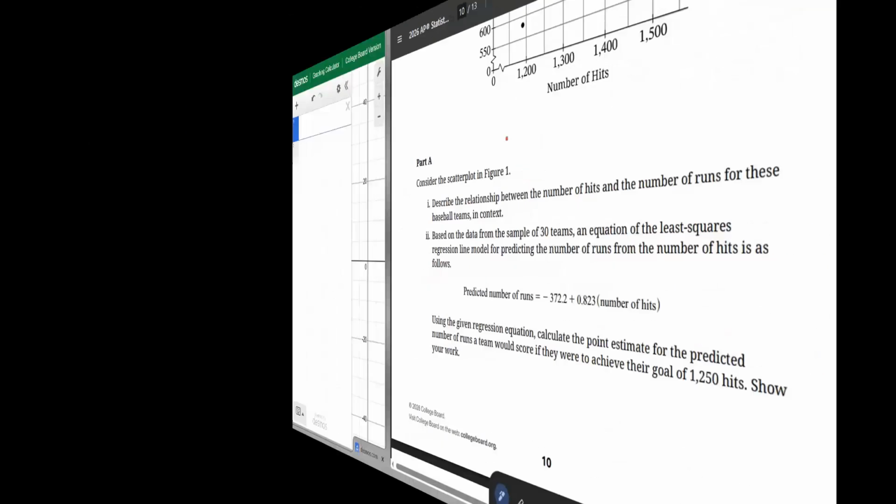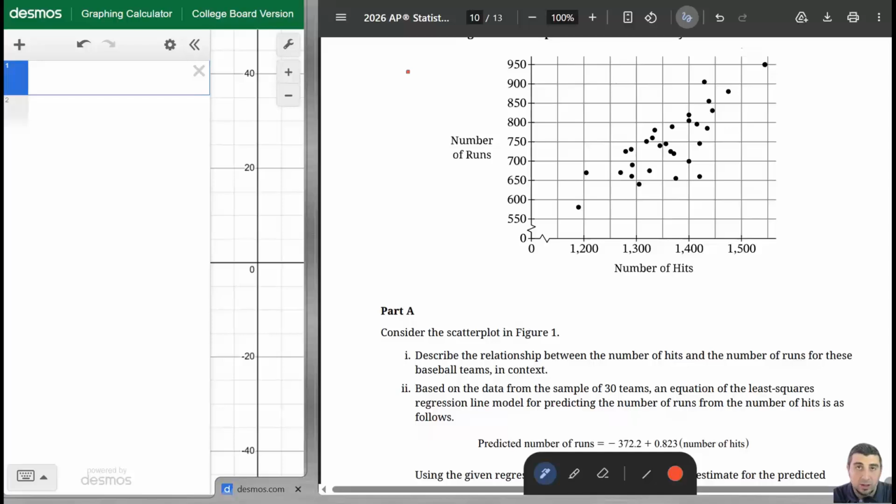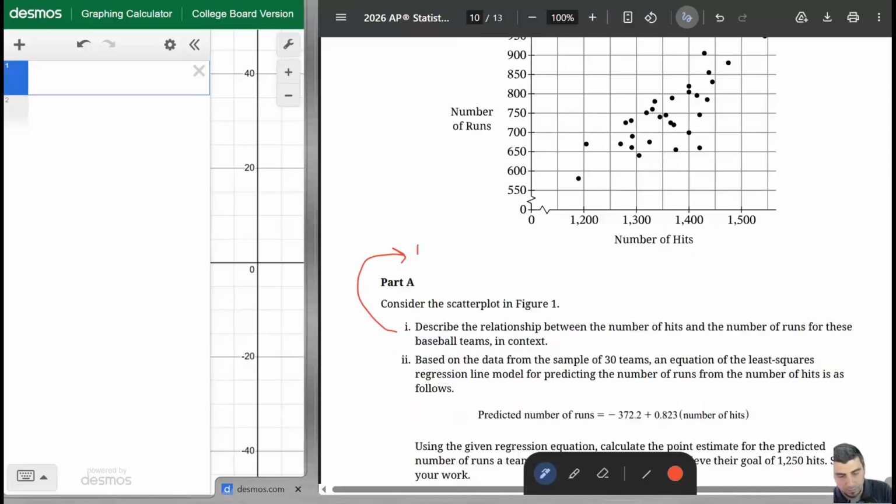If we look at this scatter plot, there is a moderately strong, positive, seemingly linear relationship in the context that would be between the number of hits and the number of runs. I'm going to actually write that up here.